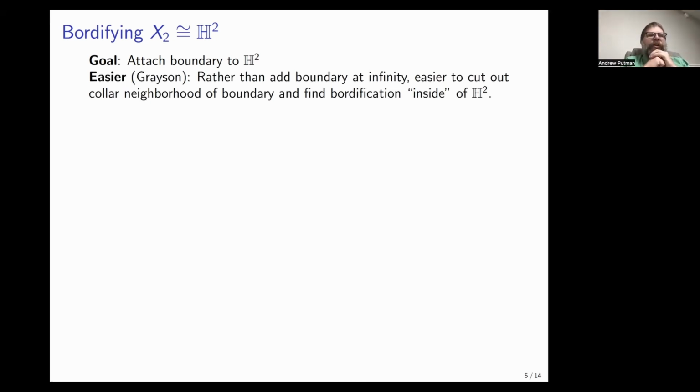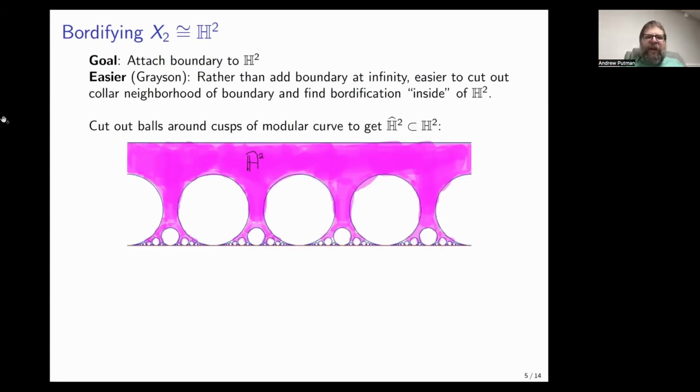But Grayson had a beautiful idea. He said, well, if we believe that this is the interior of a manifold with boundary, we should be able to just chop off a collar neighborhood of the boundary. So instead of finding the boundary outside and putting it on our space, we're going to find the bordified space inside our space just by chopping off a collar neighborhood. And there's a beautiful picture of that for H_2. Here it is. What we're going to do is cut out balls around the cusps of the modular curve to get the H_2 hat, the bordification of H_2.